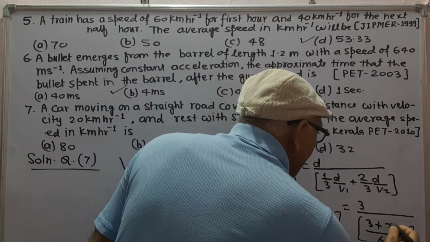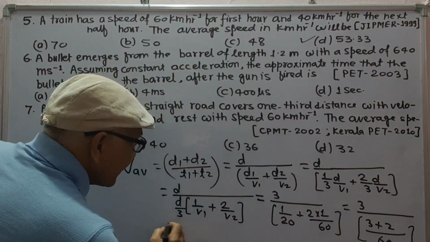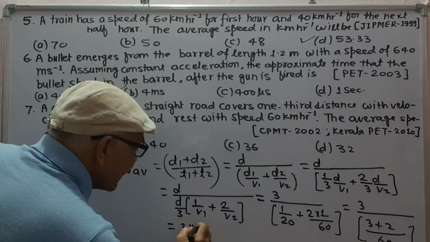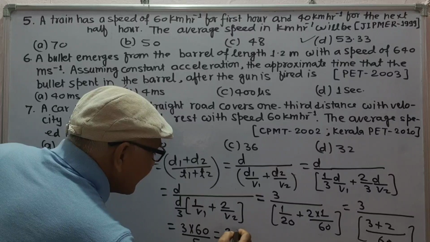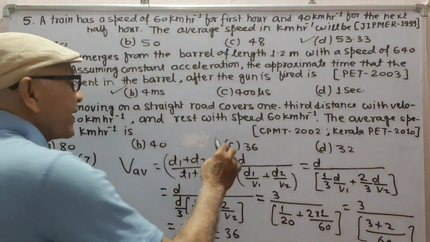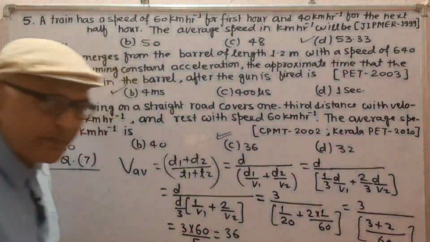3 plus 2, so it is 3 into 60 upon 5, that is 36. So the correct option will be C.